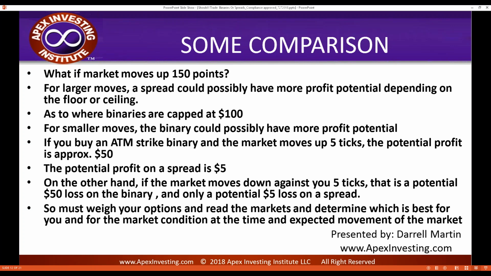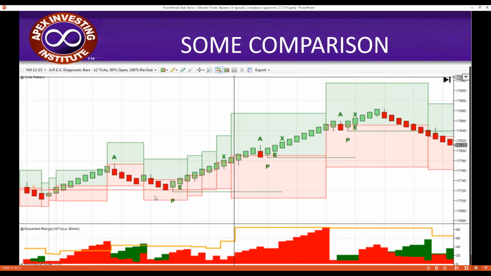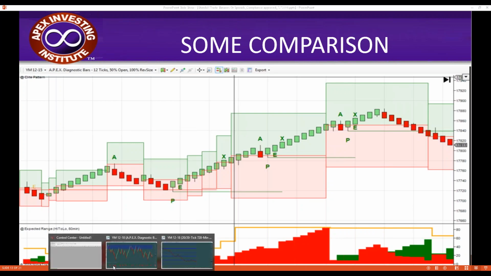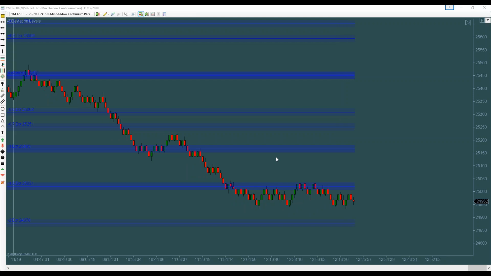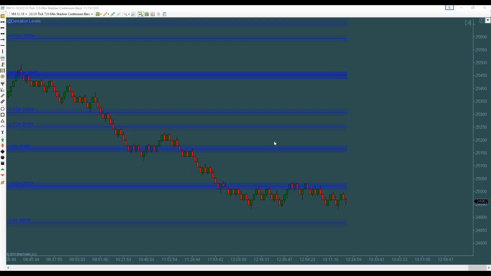Okay, that's a big thing. Where is my target? And for example, let me bring that up. Let's see here. All right, well, let's just look at this. Okay, let's look at this chart right here. This is the current chart right now of the Dow.